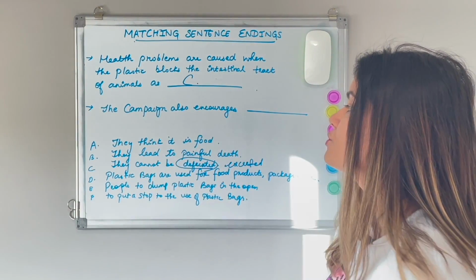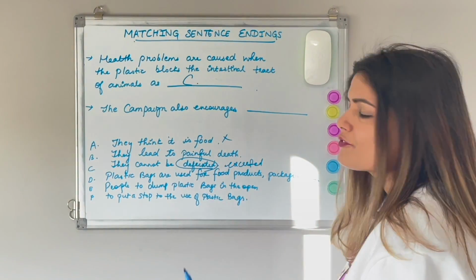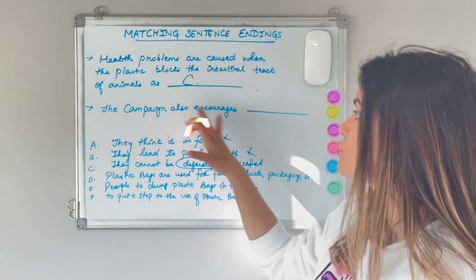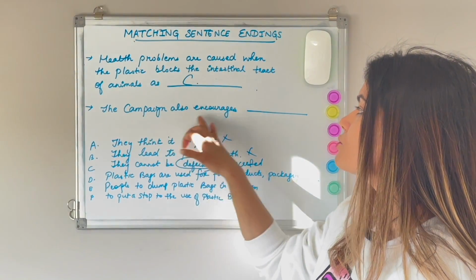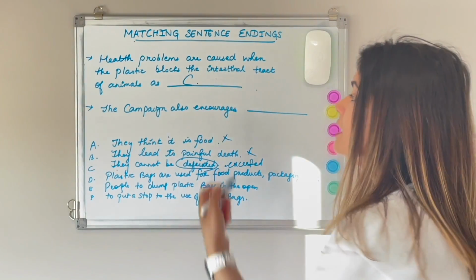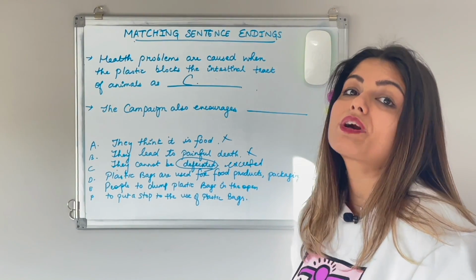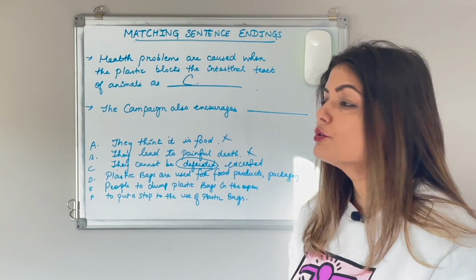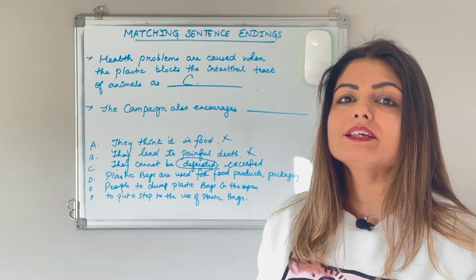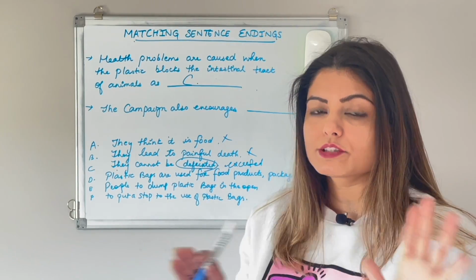So they think it is food, so of course it is not the correct answer. They led to painful death. Well, of course, even grammatically this is not right, because you have to look for a sentence that will go with this line. So the campaign also encourages, it cannot be these two, because grammatically also it doesn't make sense. So another way that you can find the correct answer, or at least eliminate the wrong answer, is when you know that these sentences are not aligning grammatically. So grammatically the line or the sentence has to be correct. That's another very good way of eliminating the wrong answer.